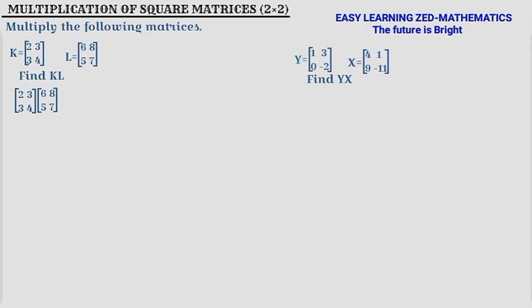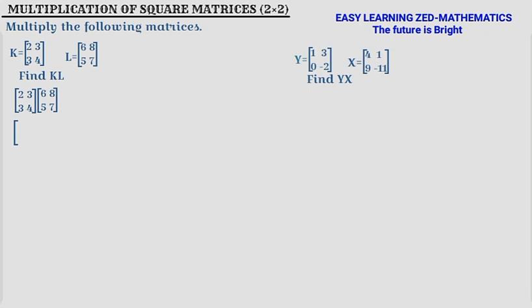We'll start by multiplying the first row in the first matrix, which is 2, 3, by the first column in the second matrix, which is 6, 5. So that is how we'll start. I'm going to open the brackets for the bigger matrix. Then I'm going to multiply 2, which is in the first matrix, by 6, the first number in the first column of the second matrix.